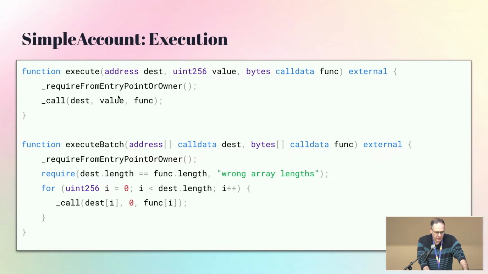The execution method of an account: the account has to be able to execute. So it's basic, it receives a destination, a value and a call, and it executes. It is possible to execute a batch, so we also created a method to execute a batch. And again, an account can use another execution mechanism if it likes.